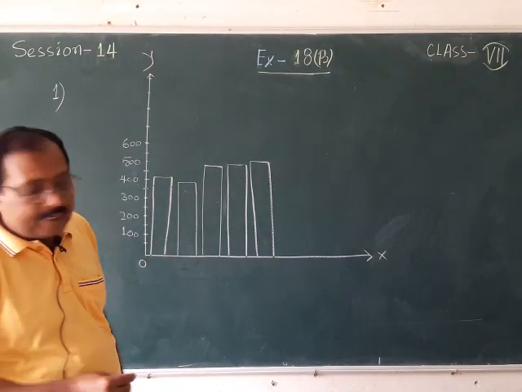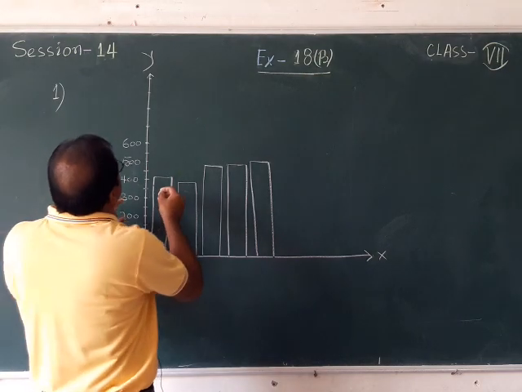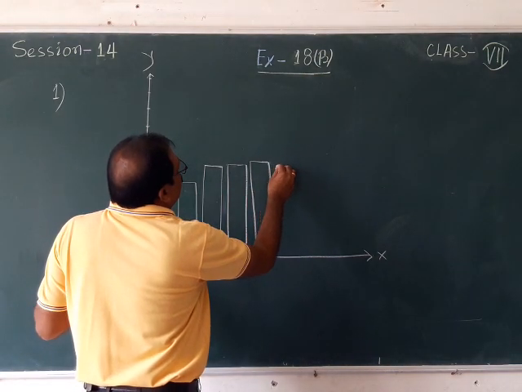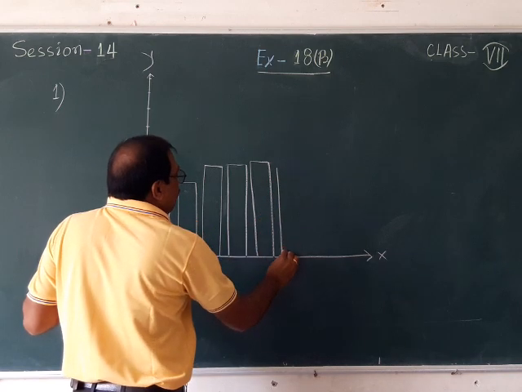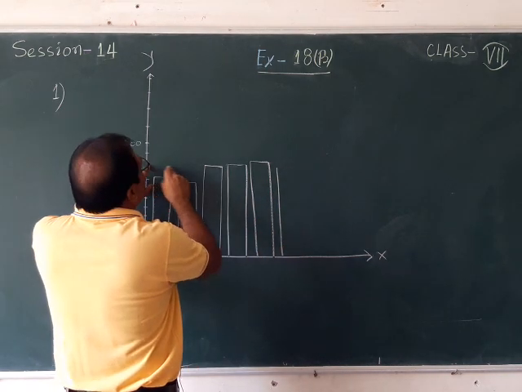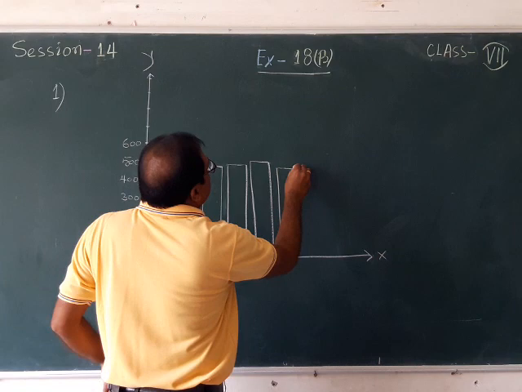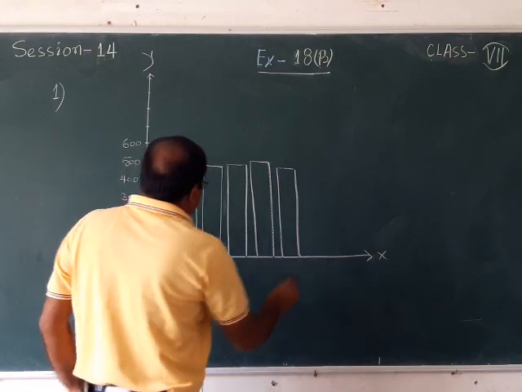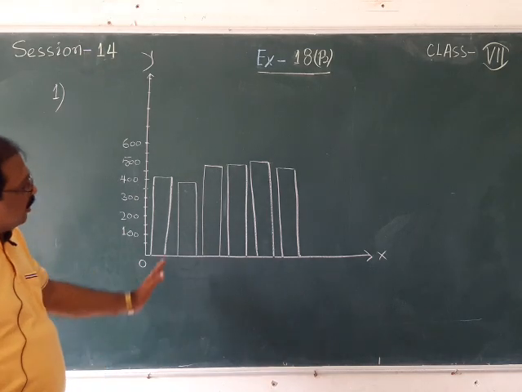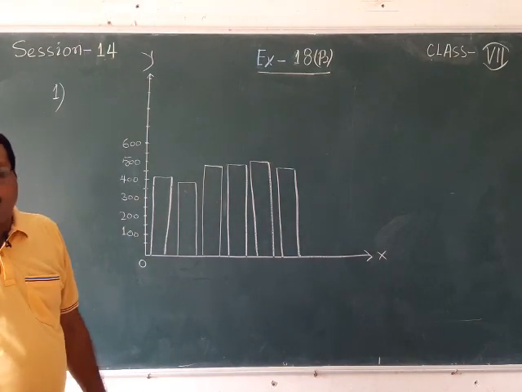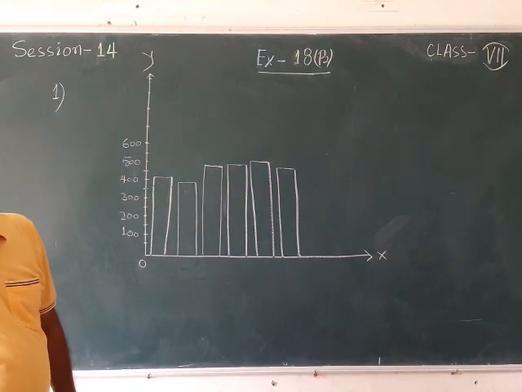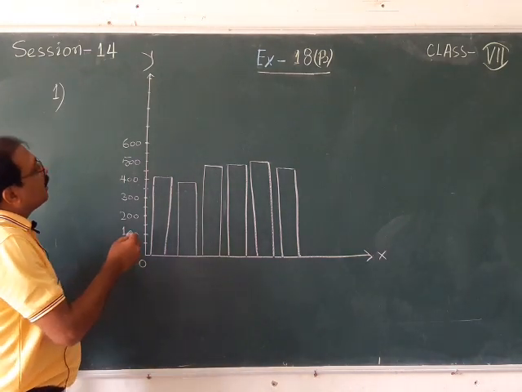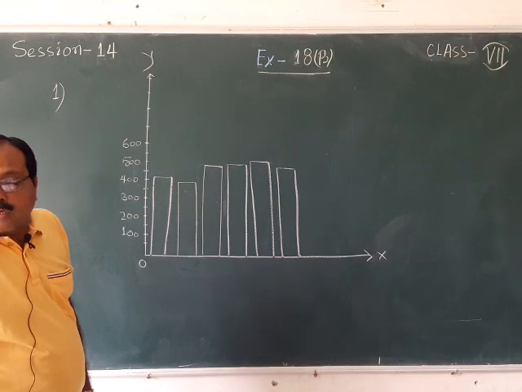Then 480, that means it is less than 500. So 480 I can draw just below the 500. This is 480. So like that I have drawn. Then you can color it or you can make a design. Then you can write the names first.